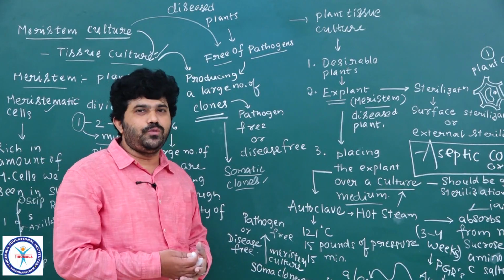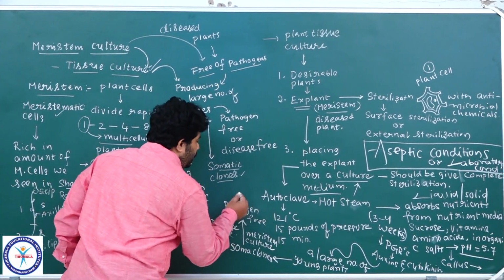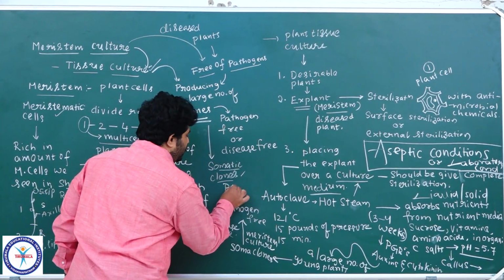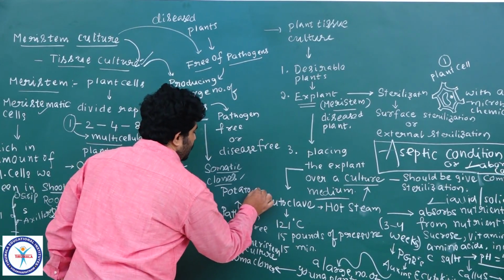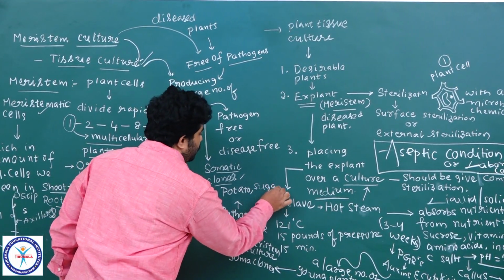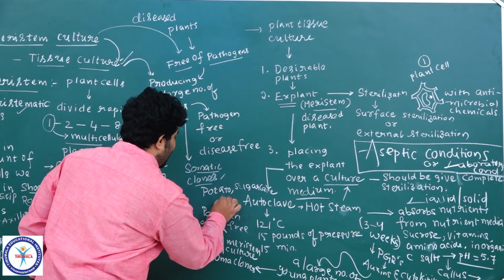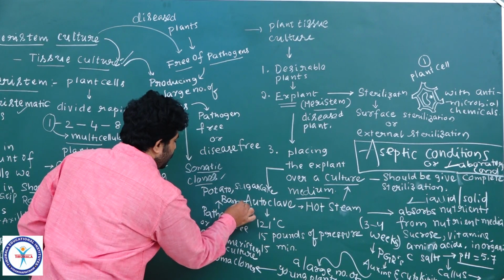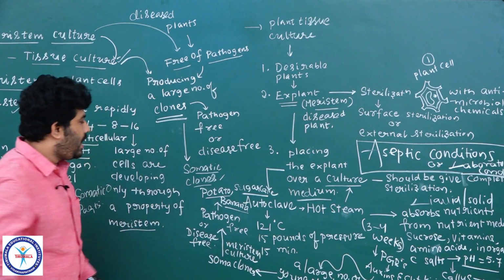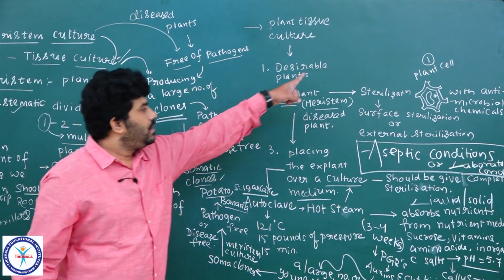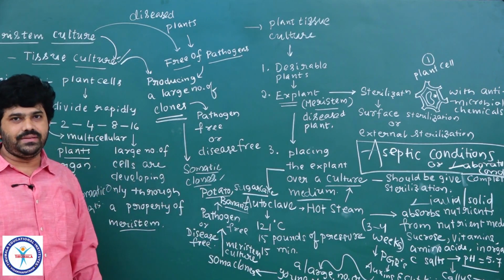Then it is very useful for producing a large number of plants, especially in commercially valuable plants like potato, sugarcane. Note down, students: potato, sugarcane, and banana. The meristematic cells of sugarcane, potato and banana, we collect and follow the processes as described to produce young copies without disease.